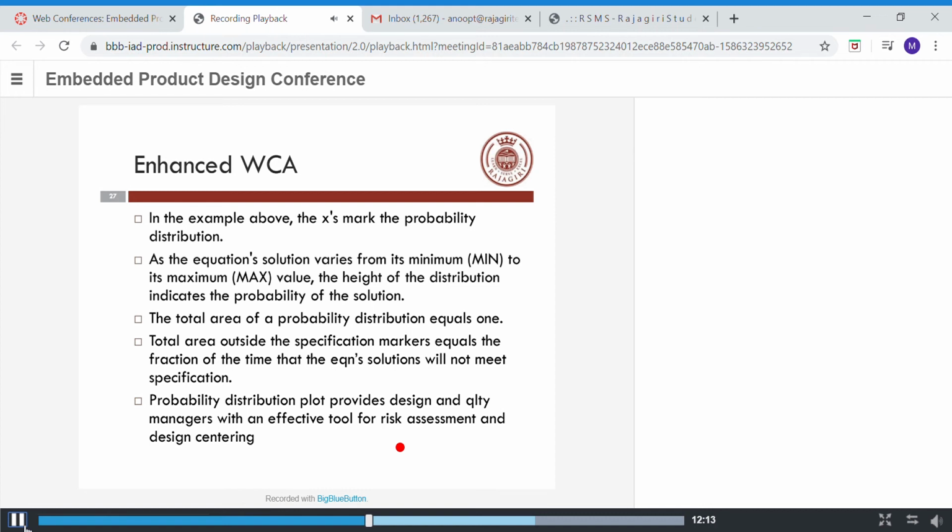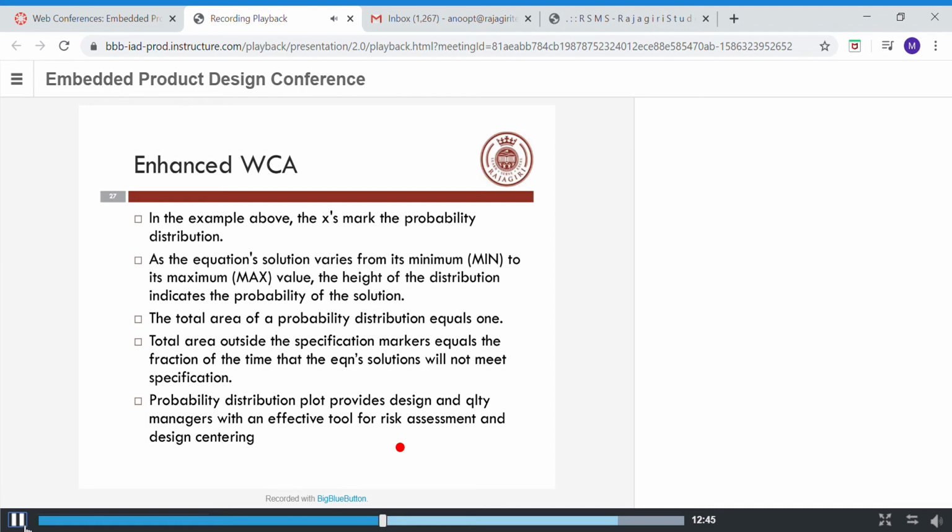Probability distribution. What is the information that the probability distribution plot provides? It is an effective tool for design and quality managers for risk assessment and design sampling. Design sampling is basically associated with the optimization of your design. So this is what you get out of doing your enhanced WCA. So probability and sensitivity are the keywords. Risk assessment and design centering, or what is it? Design centering basically implies optimization of design.